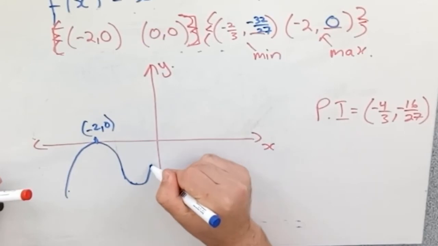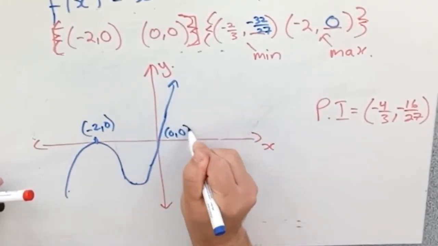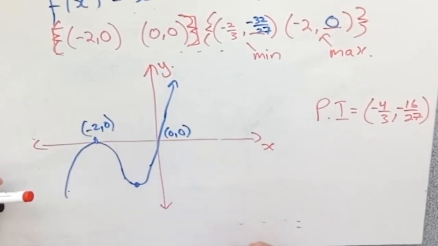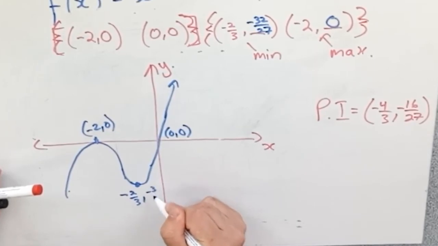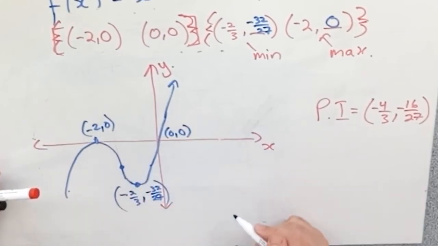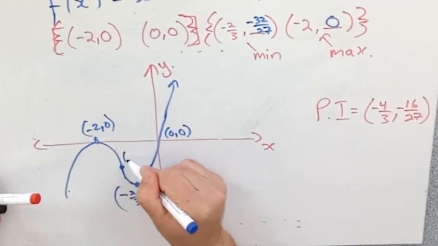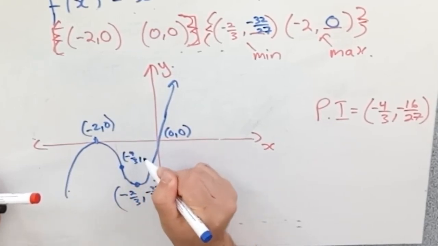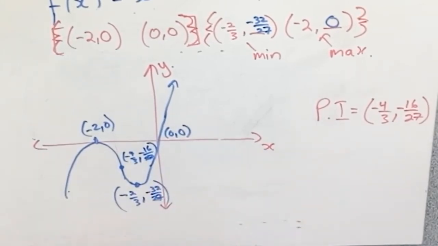And it's going to turn around. It's going to go back through 0, 0. Minimum turning point should be negative 2/3, negative 32 on 27. And we should have a point of inflection here at negative 4/3, negative 16 on 27. And there we go, got all those points labelled.